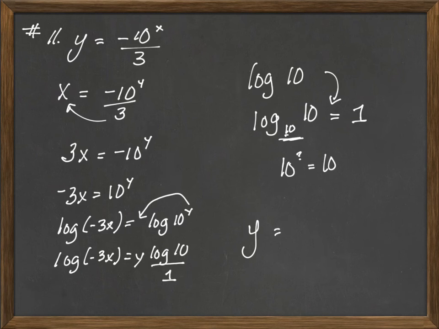So you have y equals log negative 3x. They're not good at putting parentheses around on the problems when they ask you. So that's what it's supposed to look like.